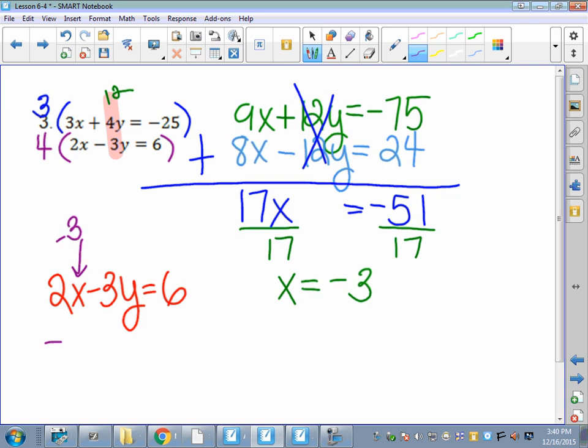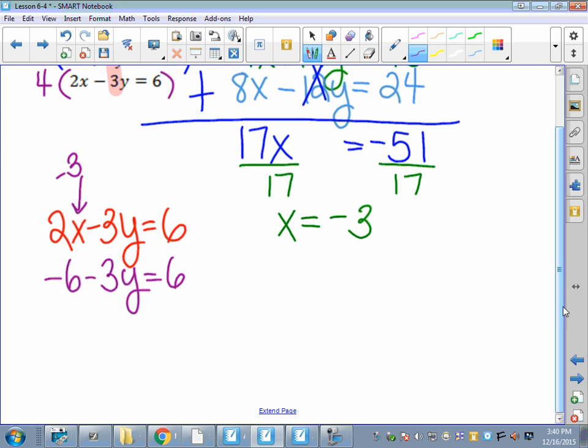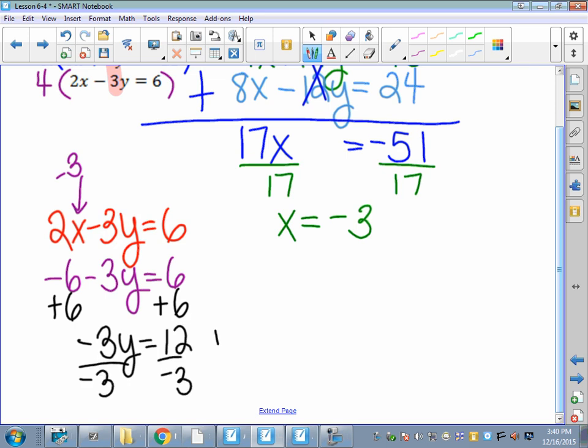So 2 times negative 3 is negative 6, minus 3y equals 6, which means I've got a two-step equation. I'm going to start by adding 6 to both sides. So negative 3y equals 12, and of course divide by negative 3. So I'm going to say that y equals negative 4. My ordered pair for this then will be negative 3, negative 4.